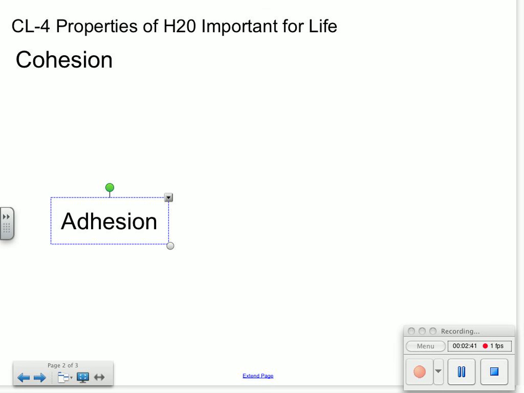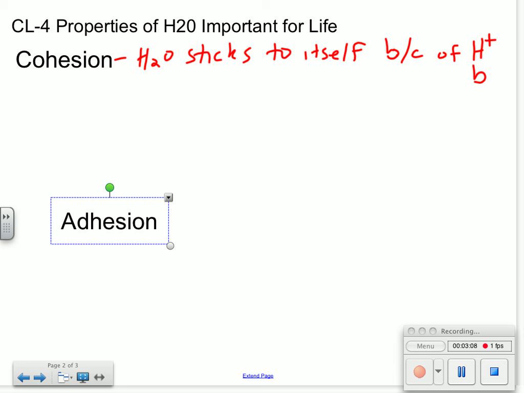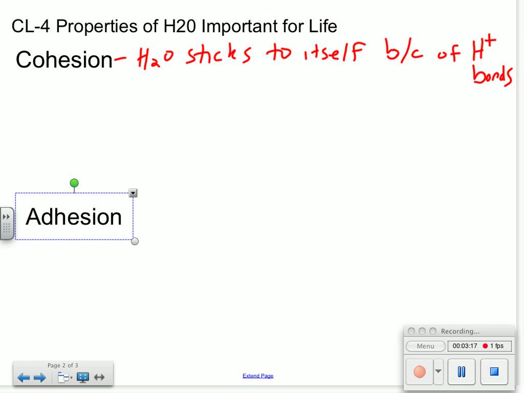Water has two other properties that are really important for life. One is cohesion. Cohesion is where water sticks to itself. And if you remember from the bonding part of this unit, it's because of hydrogen bonds. So water sticks to itself because of the hydrogen bonds. Remember that you'll have an oxygen that is slightly negative and a hydrogen of a different water molecule that is slightly positive. That causes them to stick together.